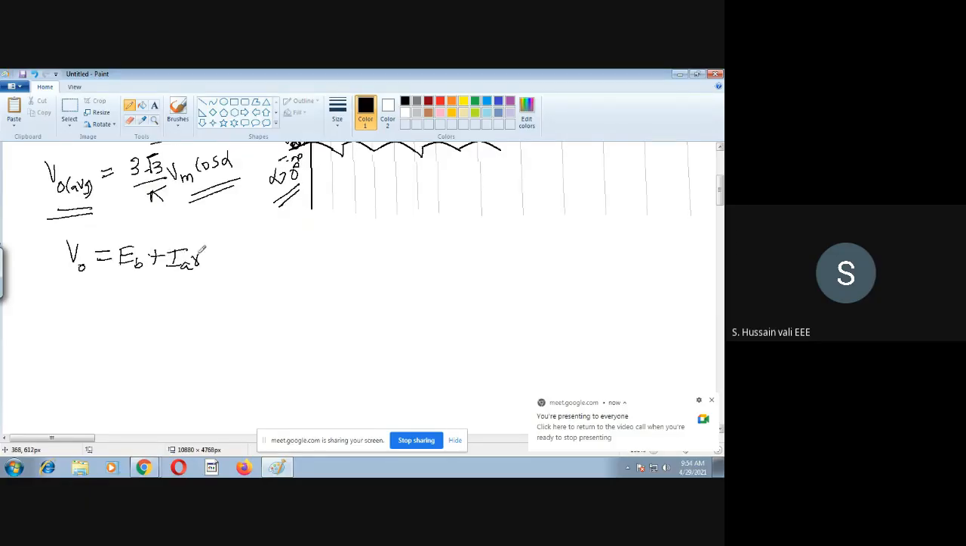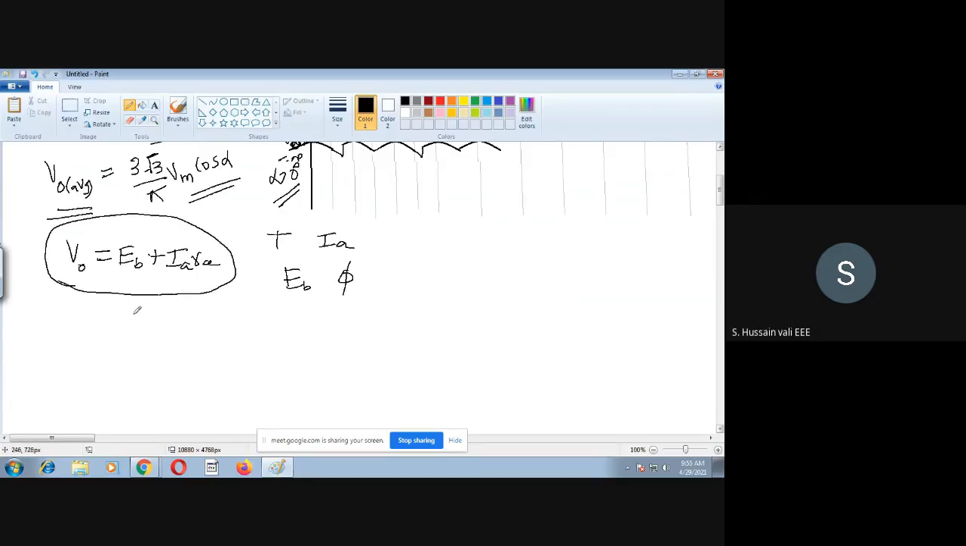Plus IaRa. You have this equation. Now once again for the torque, you have a relationship between torque and armature current. Then you have a relationship between Eb and phi. So use all this and substitute in this. You will at the end get an expression between speed and torque, just like how we have done in the previous cases also. Nothing else is there here, just writing the same equation.